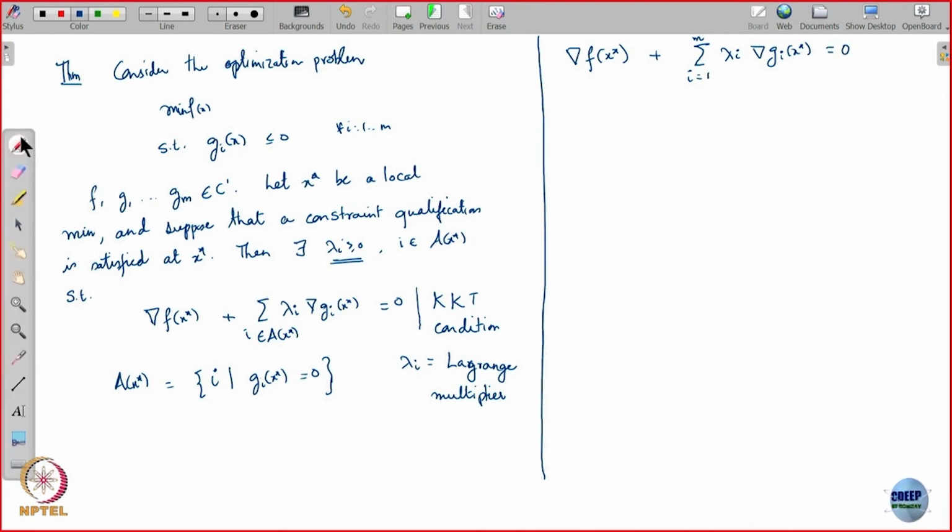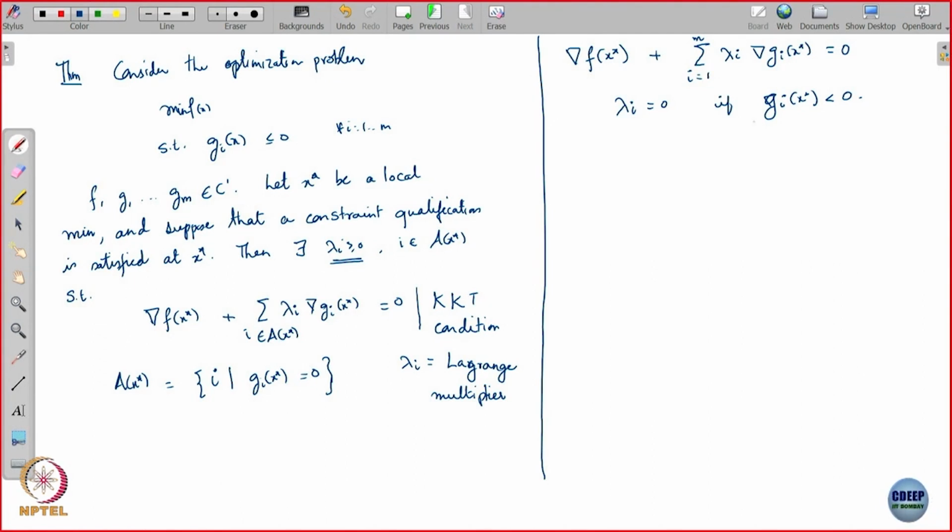But in addition, I will put a condition that says that λ_i equals 0 if g_i(x*) is less than 0. This condition simply says that λ_i is equal to 0 if your constraint is not active. So as a result, this sum here, which is over all the constraints i from 1 to m, will reduce to just a sum over the active constraints. But you can see what has happened as a result.